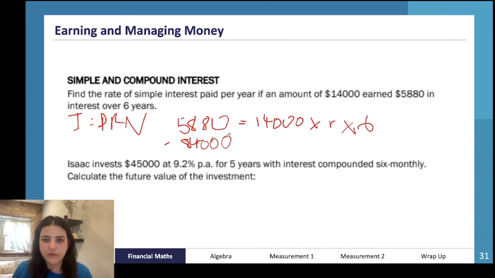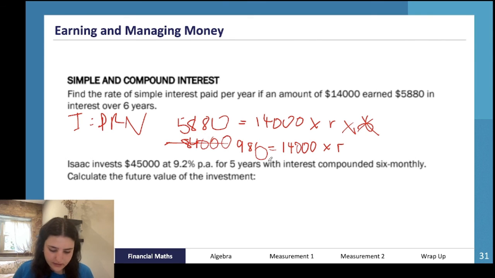And then we want to divide that. We'll do this the other way. Instead of that, we'll divide 5,880 by 6, divide both sides by 6. And this becomes 980 equals 14,000 times the rate. And then we can divide 980 by 14,000. And that gives us 0.07, which is also equal to 7%.